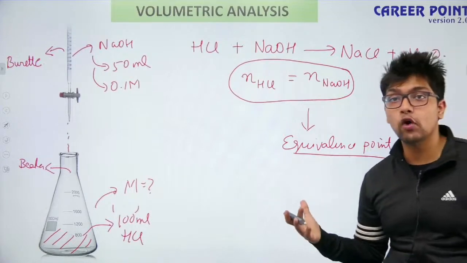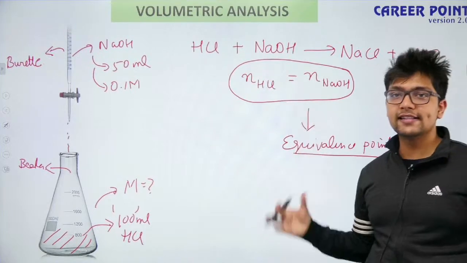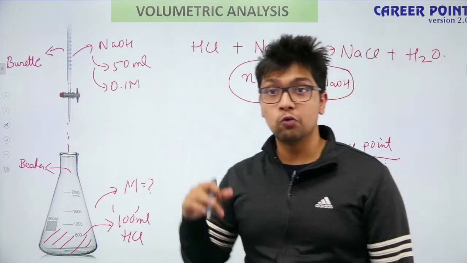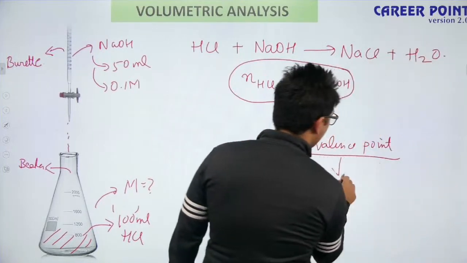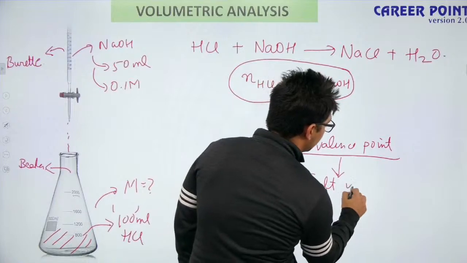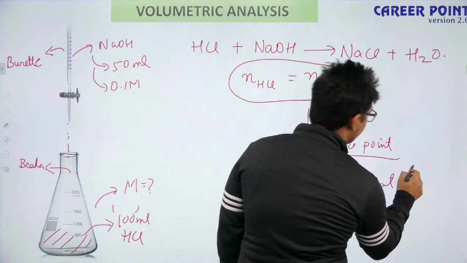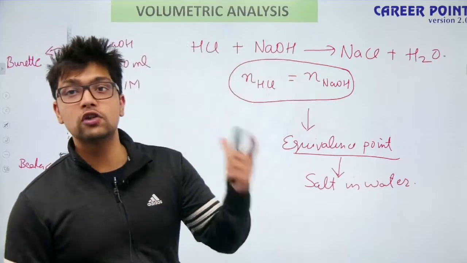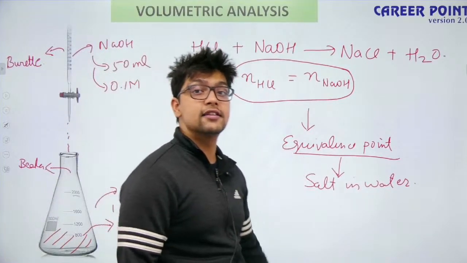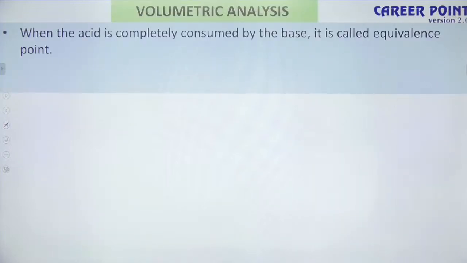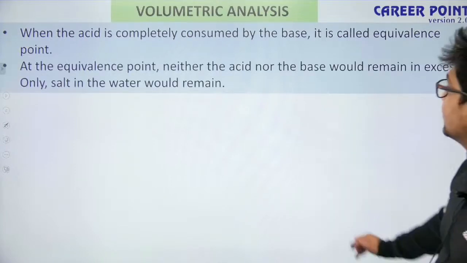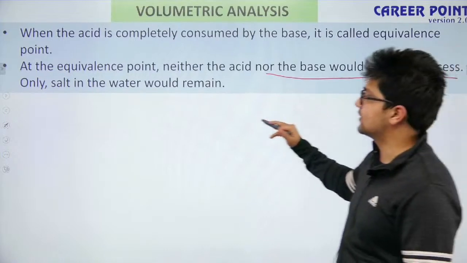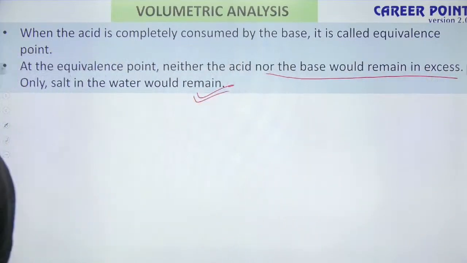It is that point where the moles of acid are equal to the moles of base. Once acid and base are consumed, what are we left with? At the equivalence point we will just have my salt in water. This is also another indicator of the equivalence point, where only salt and water are left, with no base or acid. So this is all clear. They have written: when the acid is completely consumed by the base, it is called the equivalence point, and at the equivalence point neither the acid nor the base would be in excess, that is, only salt in water would remain.